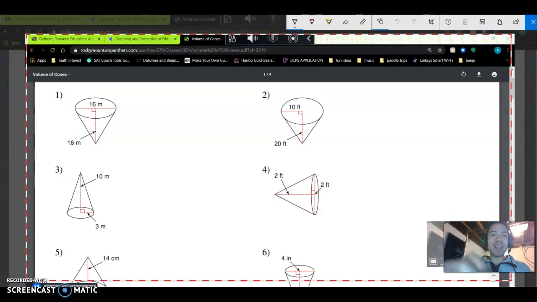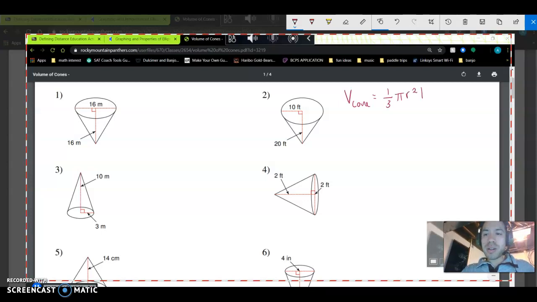There we go. So, for a cone, the formula for volume of a cone is equal to 1/3 times pi r squared h. You can see it's very similar to a cylinder, right? Because this portion right here, if you don't remember, was the volume of a cylinder. Essentially, we're just taking that area and multiplying it by 1/3, or dividing it by 3.